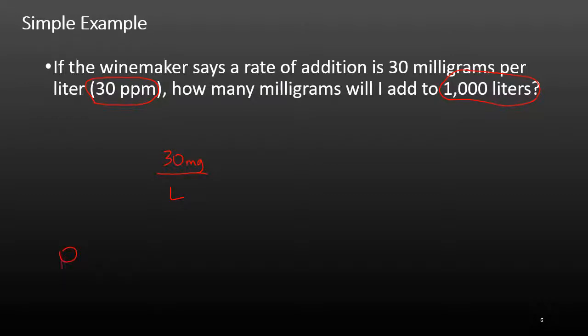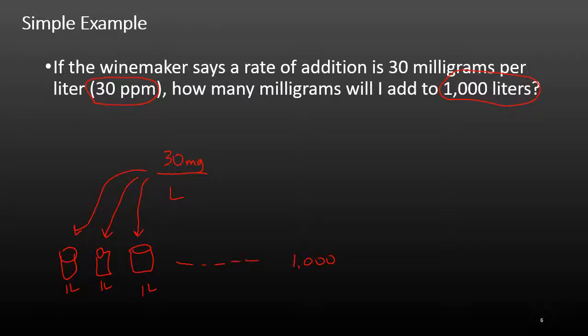You could also think about it as 1,000 little 1 liter jars, each of which contains 1 liter of juice or wine. You could have 1,000 of them. For each of those, we're going to add 30 milligrams, right? Because they're 1 liter containers, we're going to add 30 milligrams to each. So it's 30 milligrams per liter times 1,000 liters. And that would be the total milligrams that I would add.